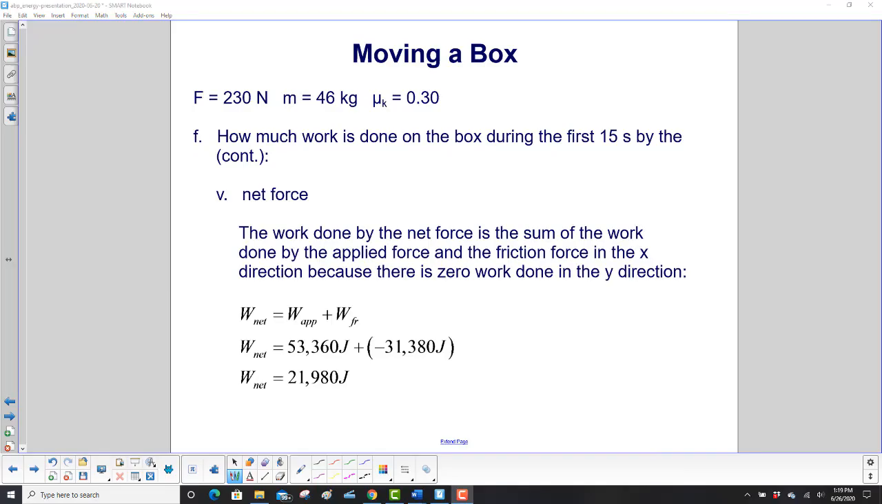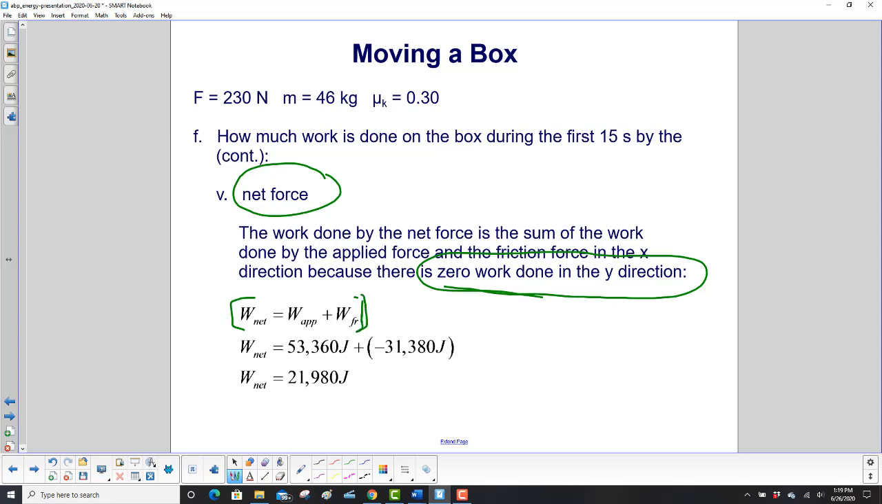How much work is done on the box during the first 15 seconds by the net force? Well, what is the net force? Well, it's the sum of the work done by the applied force and the friction force in the x direction. And why are we not worried about the y direction? There's no work being done in the y direction, it's perpendicular to the motion. So we have the net force is the applied force plus the friction force. And you're saying, wait, isn't the friction force negative? Yeah, but we're adding the forces up, and the negative will take care of itself on the next line.